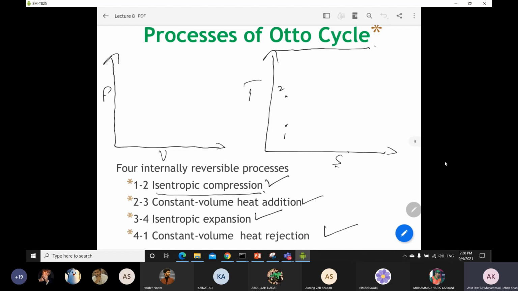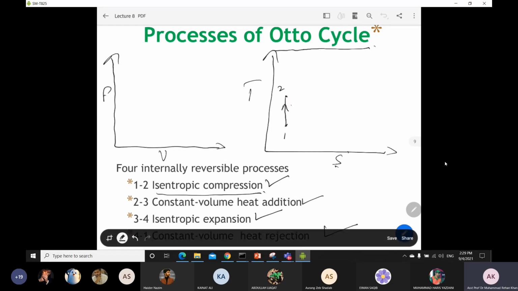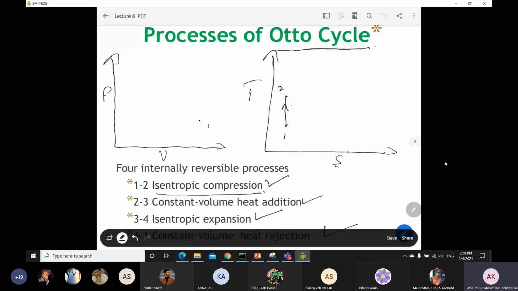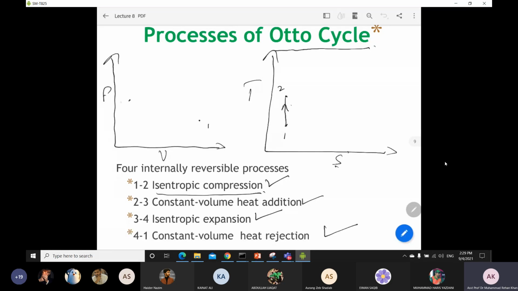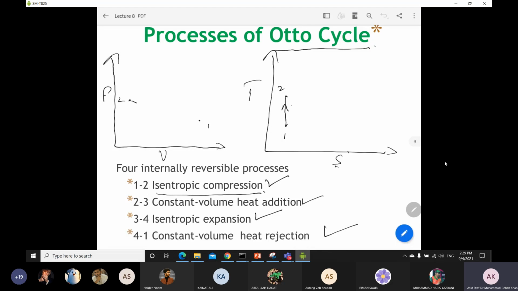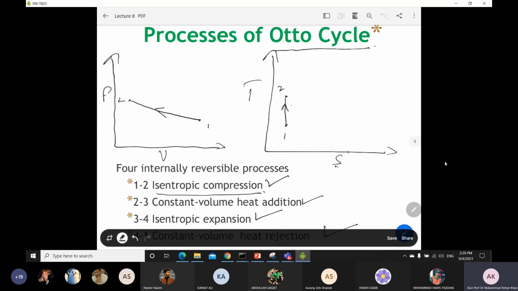So this is your point number 2. Similarly, we have to draw on the PV diagram as well. For 1 to 2, we know that it will be a compression process. For compression, the volume decreases. For example, this is your point number 1. So it will go towards your left side, and your pressure will increase. It means that your point number 2 will lie over there, and you can just join these two points, and you will get 1 to 2.